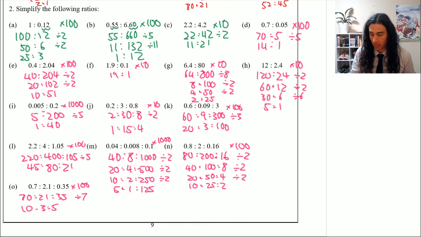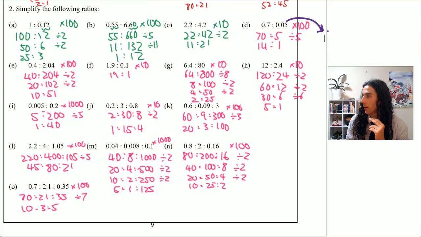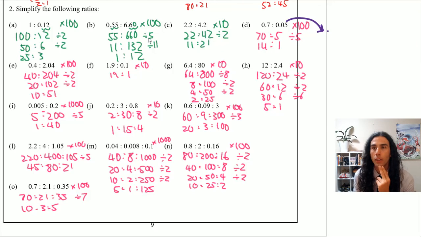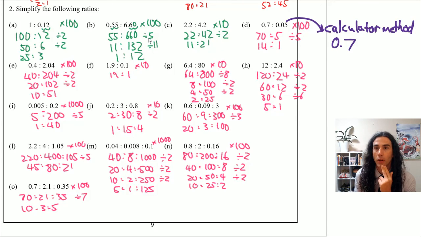What exactly I mean by that is, for example, you can't do it with the ones with 3, unfortunately, but like this one you can. Calculator. Move myself out of the way so you can see that. Bye-bye. The calculator method. What you're going to do instead is just put 0.7 over 0.05 and you'll get 14. So that means the answer is 14 to 1.